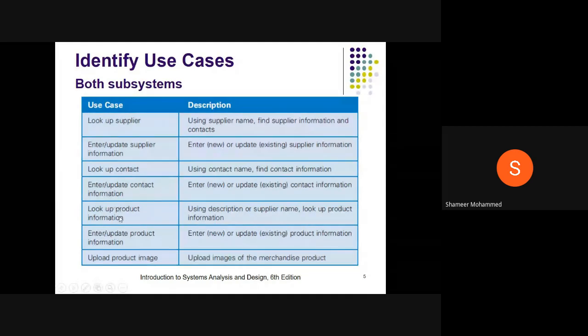Then find the product information. I want to search the information of a laptop or a mobile phone. So on the screen I have to search. That is also one use case. Product entry use case. Image uploading use case. So in the library, what are the use cases you will have? Can anybody tell me?